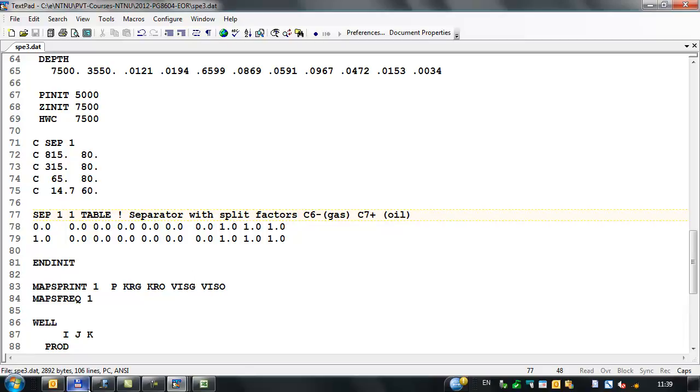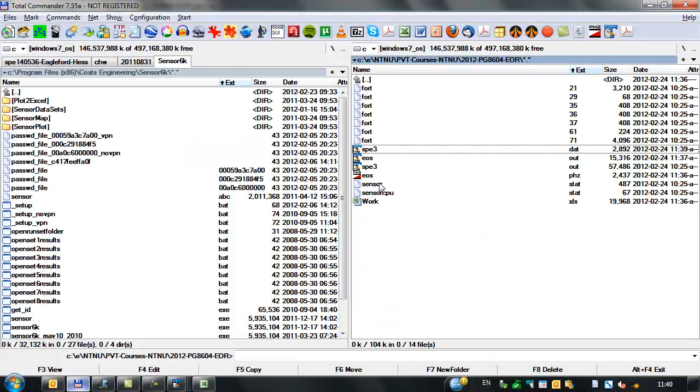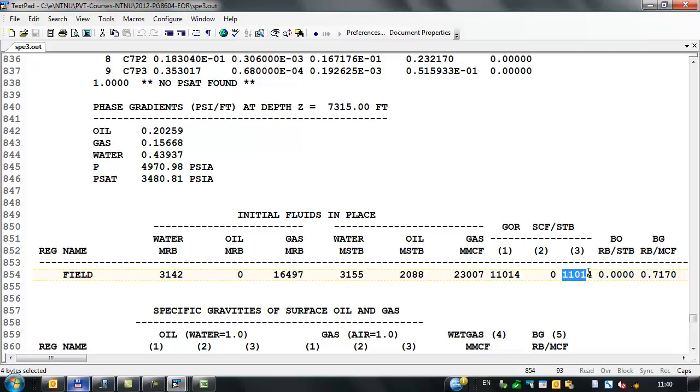Now when we rerun this simulator, is this initial fluid in place going to change? No. Not the reservoir barrels, but it's definitely going to change this 7228, right? So let's just rerun the simulator and see what we get. Yeah, so you got 11,000. You got a lot more gas and less oil, but this number shouldn't have changed, which it didn't.